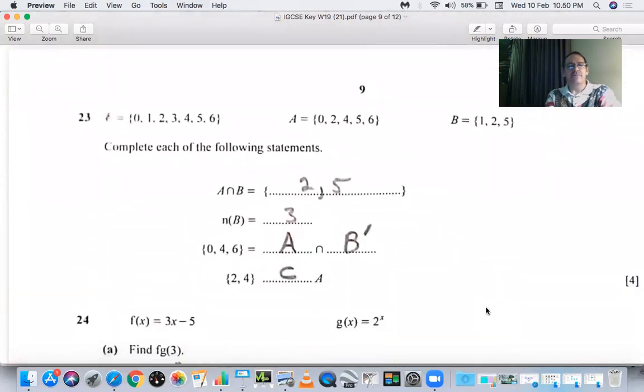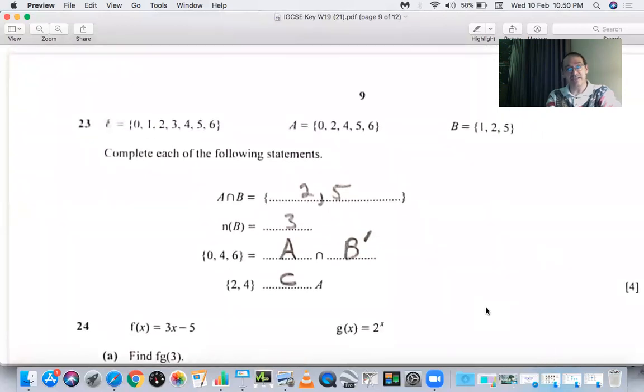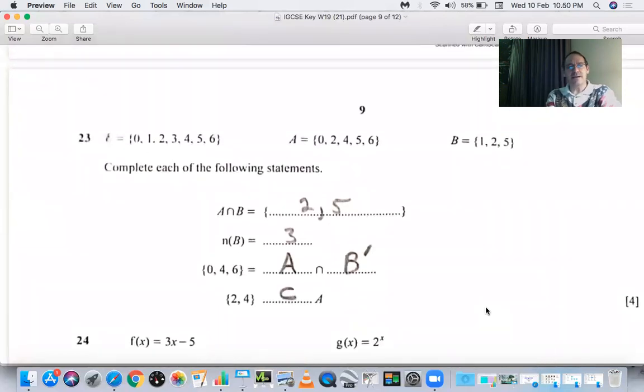Coming down here, we have a Venn diagram, but you don't actually see the diagram. So you're doing kind of a Venn diagram question from the elements without actually seeing the Venn diagram itself. So it says complete each of the following statements. It wants A intersect B. So if you look at the group A with the group B, the intersect means the things they have in common. Well, they both have a 2 and they both have a 5. So 2 and 5 are the common elements of A intersect B.